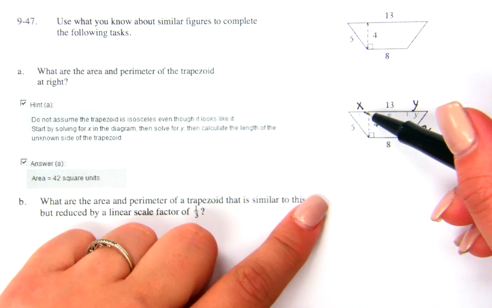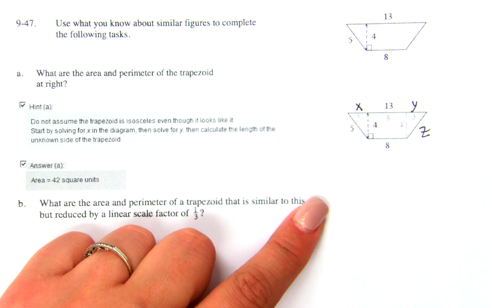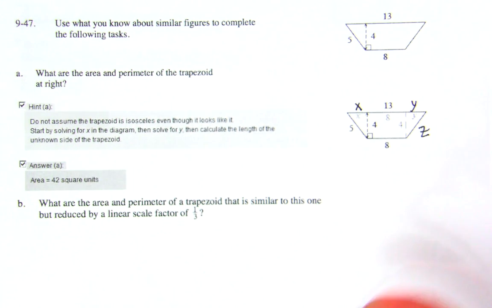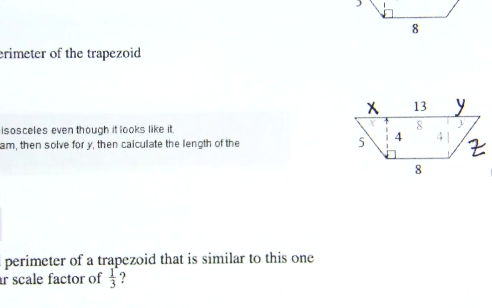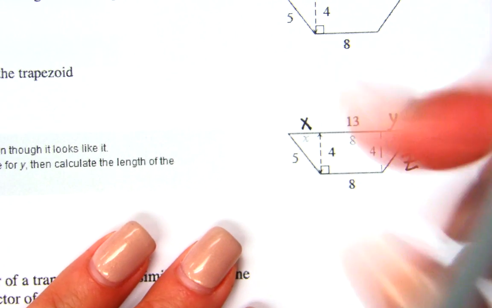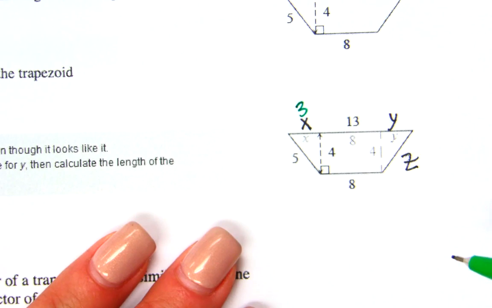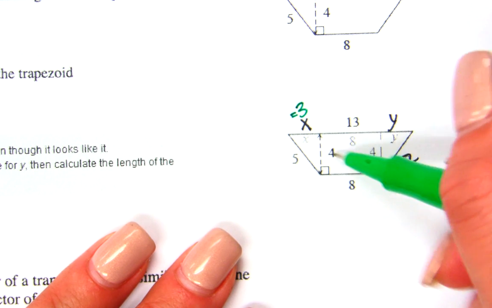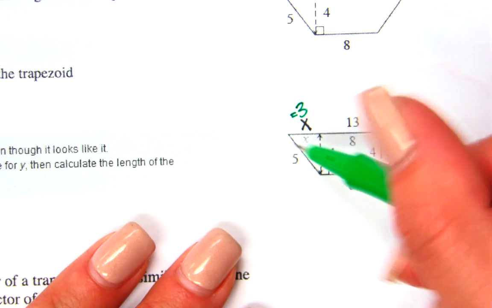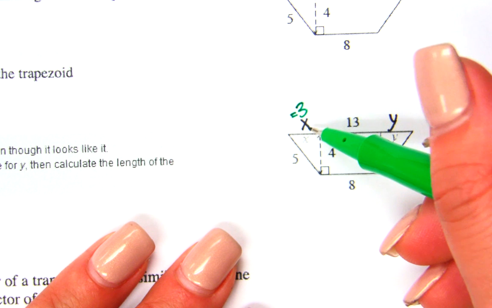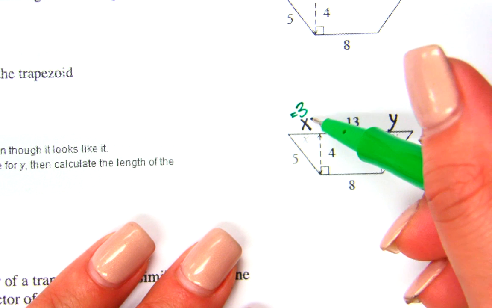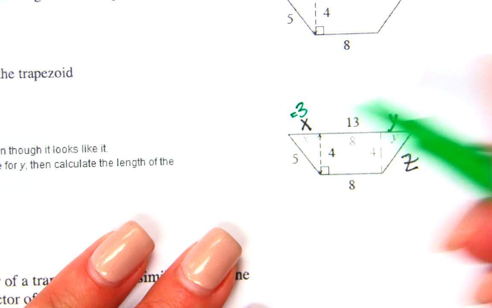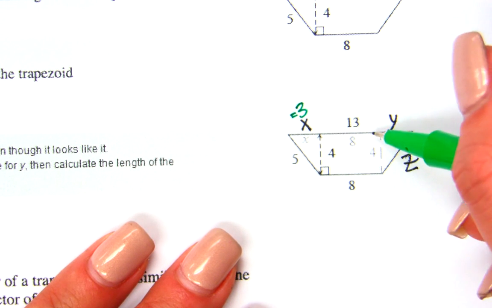So x should be pretty easy to find because it's a 3, 4, 5 triangle. This is a right triangle. So x is definitely going to be 3. That's your Pythagorean triple, 3, 4, 5. And if you're not sure, do 4 squared plus x squared equals 5 squared, and then you should get x squared equals 9, and then the square root of that is 3. So that's 8 and 3.